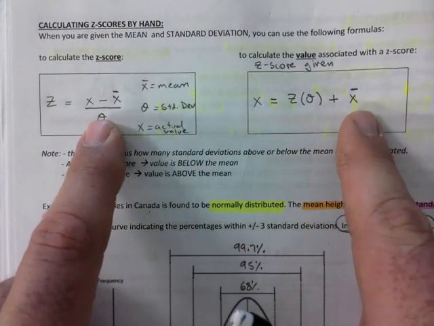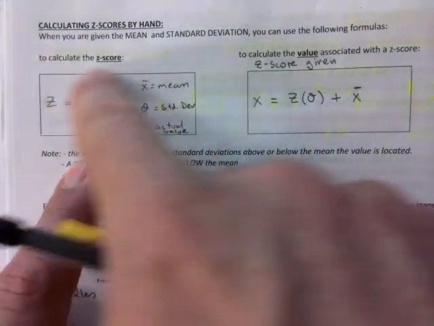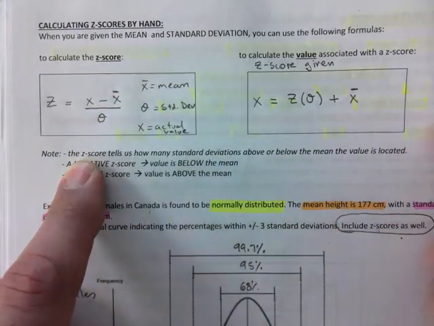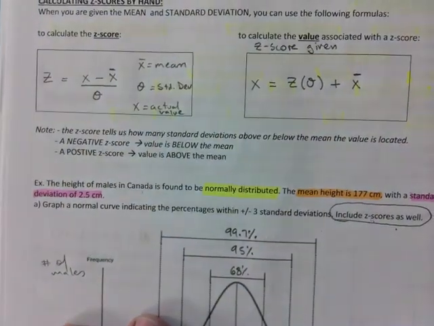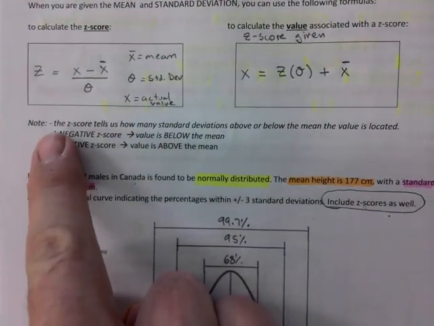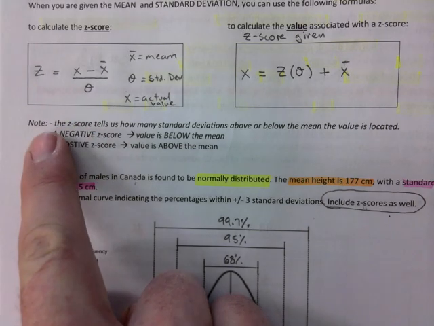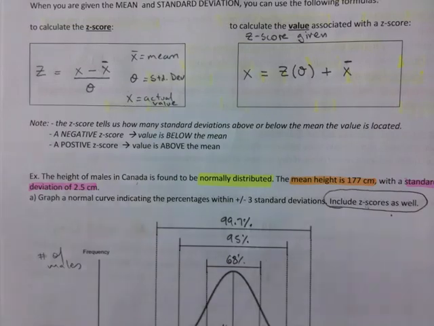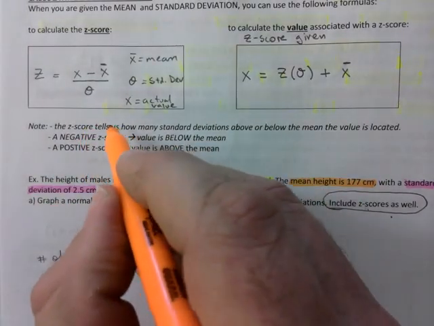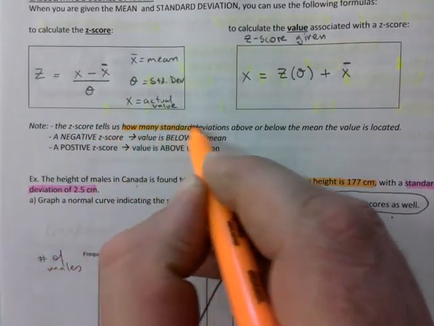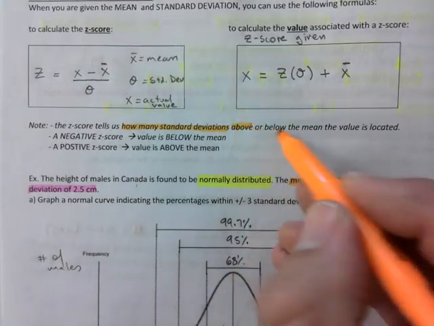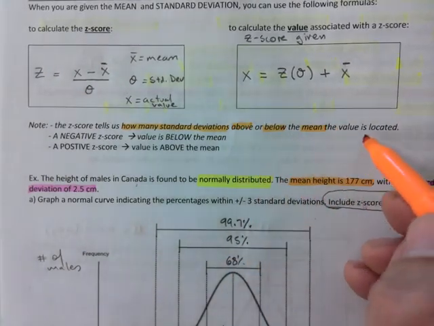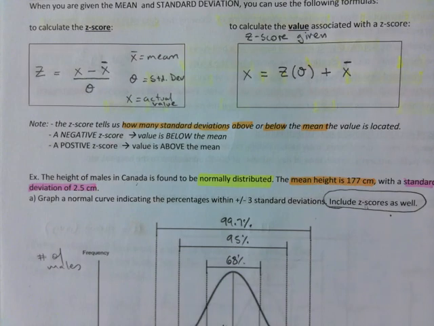All right, so now we're asked to calculate the z-score. We will be using this formula. Okay, so let's go ahead and find that. Oh, sorry, I'm rushing. I don't want to do that. Watch the note, it's very important. The z-score tells us how many standard deviations above or below the mean the value is located.